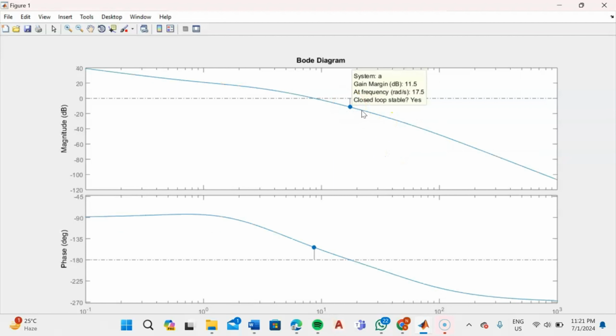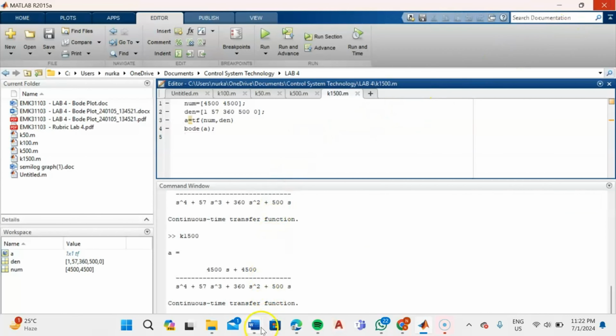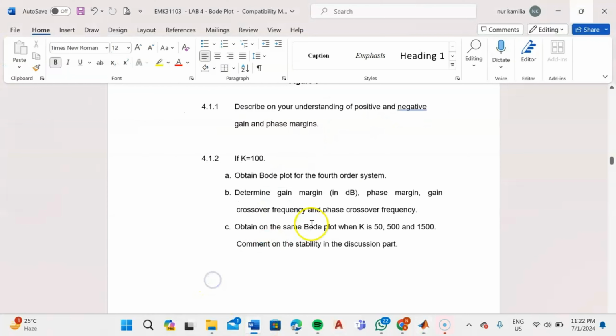So for the system, the gain margin is 11.5, at frequency 70.5, and the closed loop is stable. For this system, the phase margin is 26.5 degrees, delay margin 0.0533 seconds, at frequency 8.68 rad, and the closed loop is also stable. Okay, this is all from me.